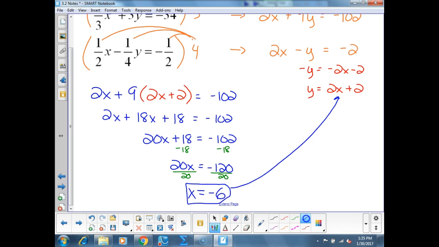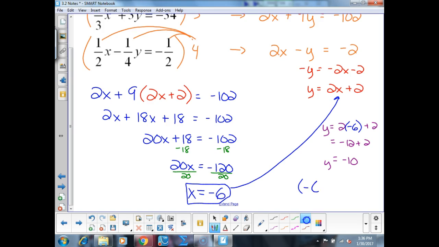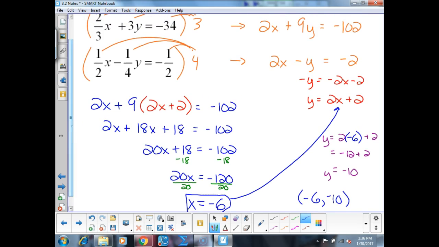So I'm going to take that and put that up into there. Then y is going to be 2 times negative 6 plus 2. That's negative 12 plus 2, which is negative 10. So I get a tentative answer of (negative 6, negative 10). Where should I check that answer? In my original equations, right?